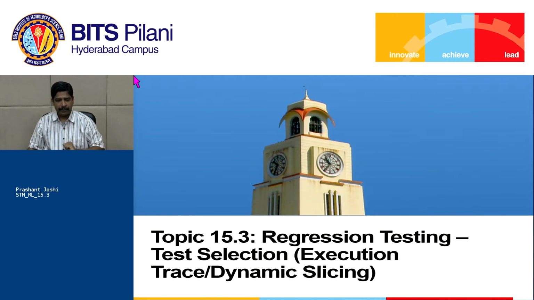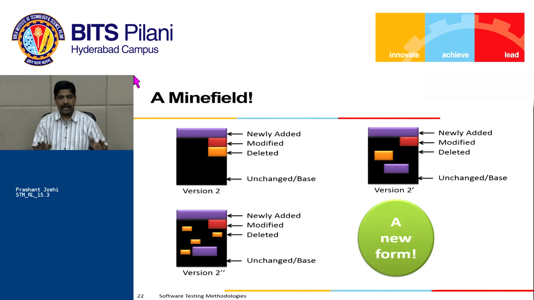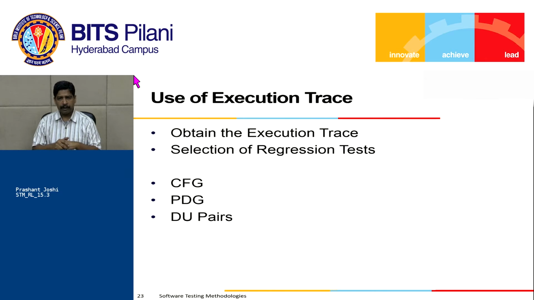So let's drill deeper, and a quick recap of what we are trying to do. We're trying to do regression and the changes, how these changes affect various systems. You've got added, modified, deleted code. So let's get to the first one, where we're going to look at use of execution trace. How the program gets executed forms the basis of selection of regression tests.